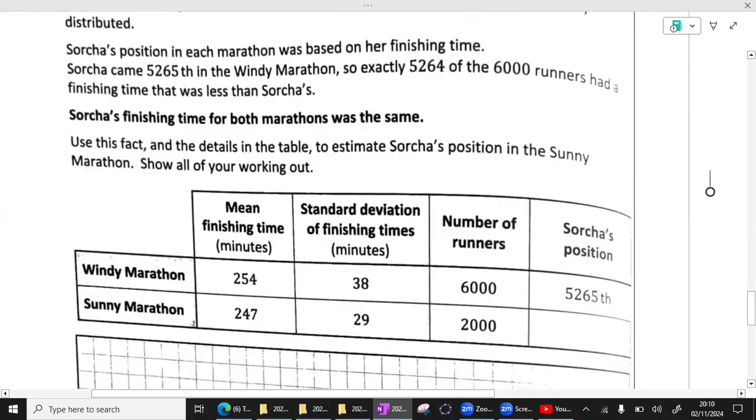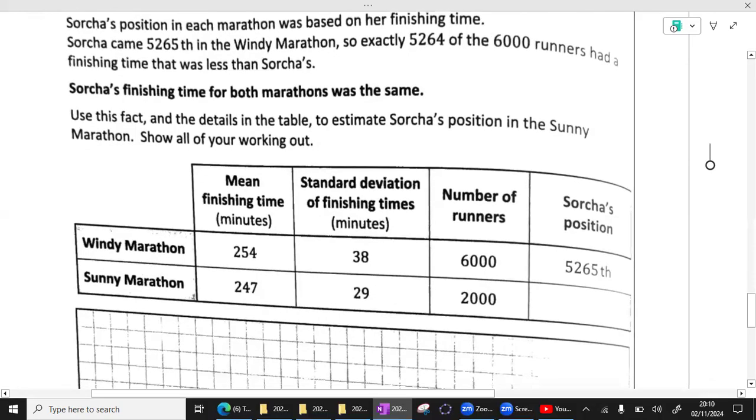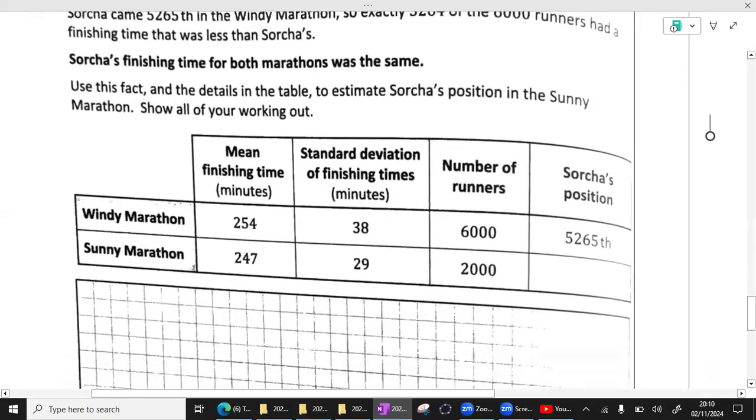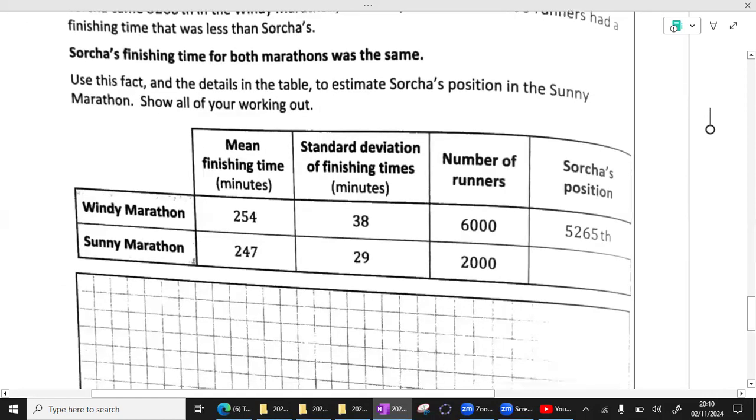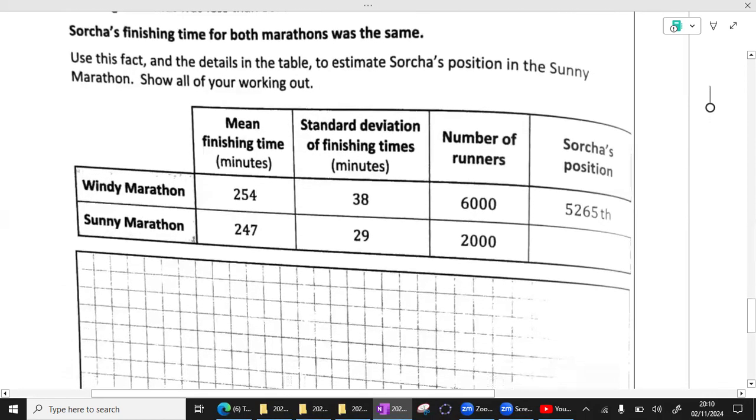Saoirse's finishing time for both marathons was the same. Okay, so her finishing time was the same, but the means are going to be different, the standard deviations are going to be different. It's a different set of runners, different amounts of runners as well. But what we do know is that her finishing time is the same. So use this fact and the details in the table to estimate Saoirse's position in the Sunny Marathon. Show all of your working out.